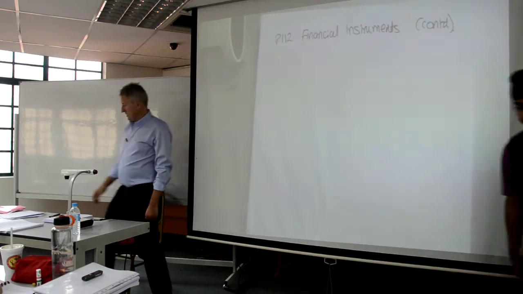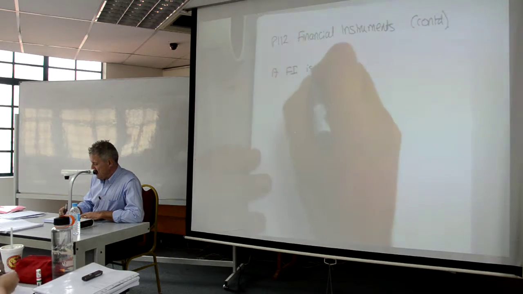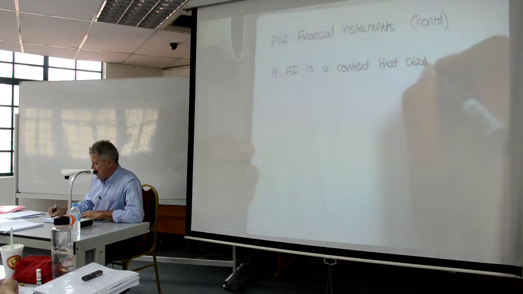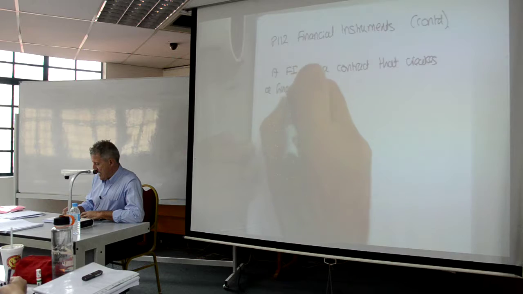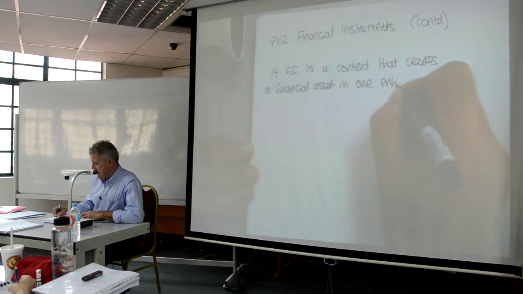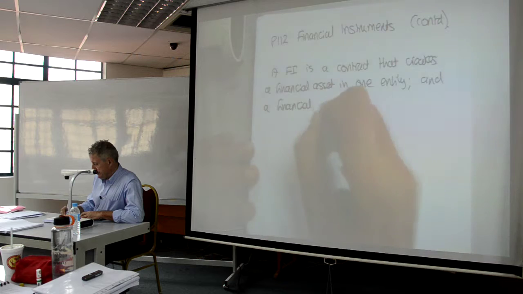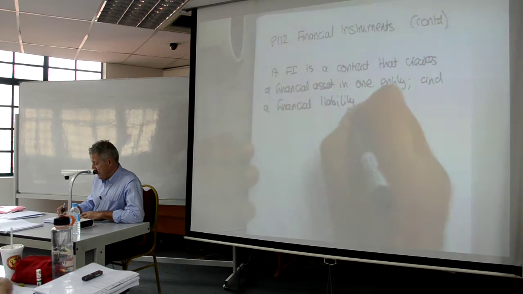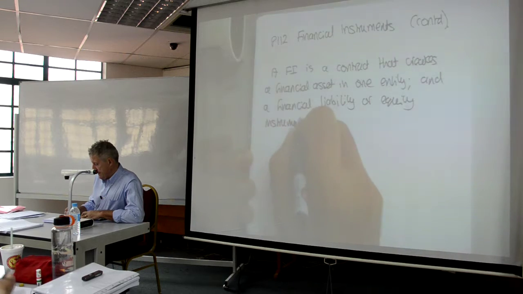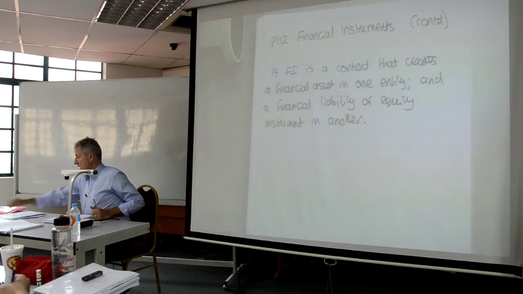So just by way of a gentle start, a financial instrument is a contract that creates a financial asset in one entity and a financial liability or equity instrument in another. So that's just a very gentle start.